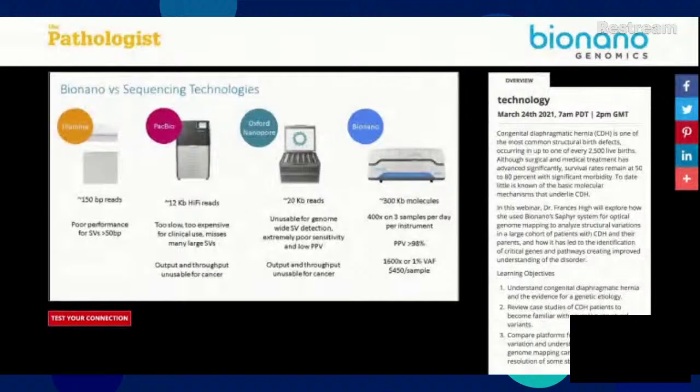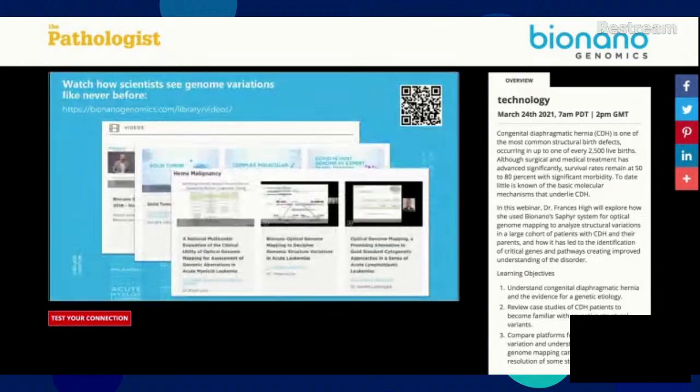We can run 12 human genomes per day per instrument, or if you run cancer samples, 3 a day at high coverage of 400x. And as I mentioned, we can go as high as 1600x. That allows us to find structural variants, even in heterogeneous cancer samples, at just 1% allele fraction. All that for just a few $100 per sample. Long-read sequencing technologies just cannot match that output and throughput.